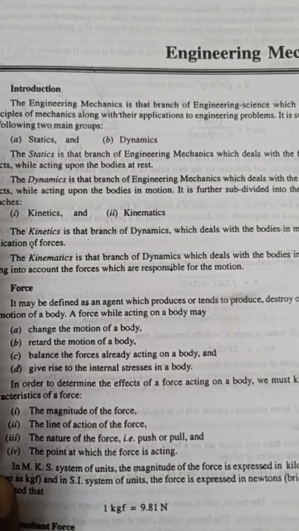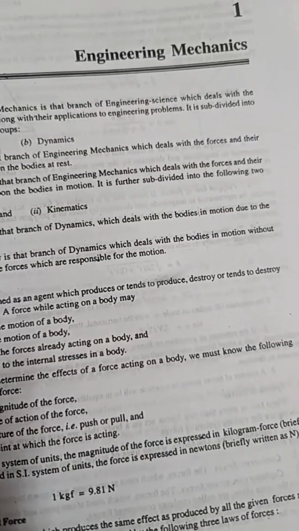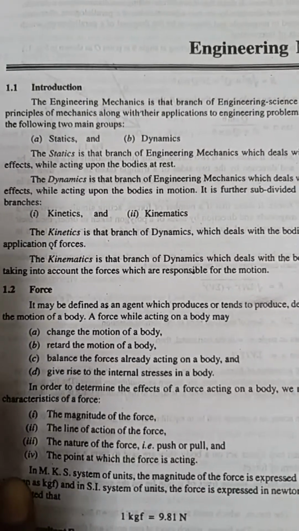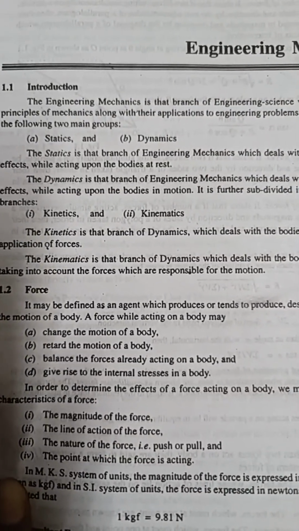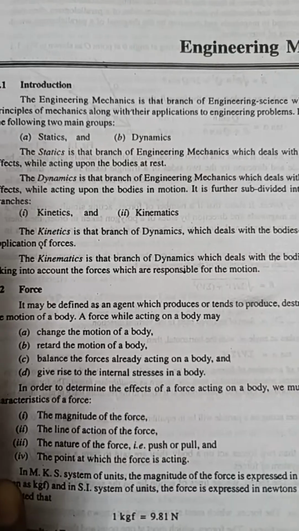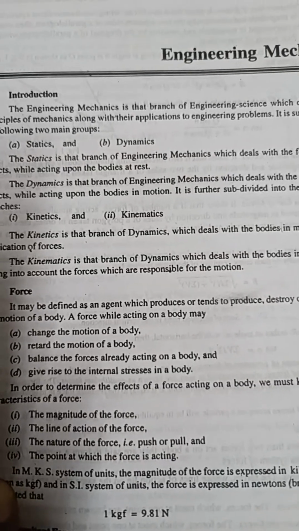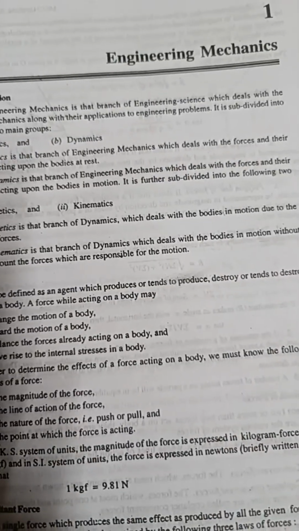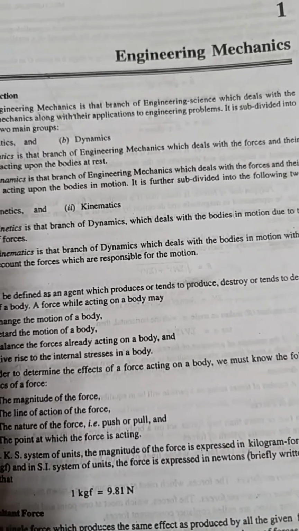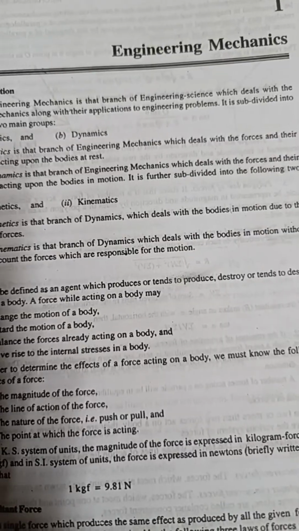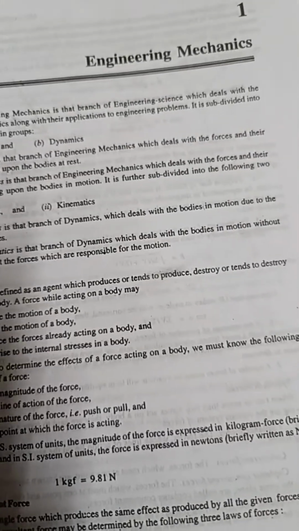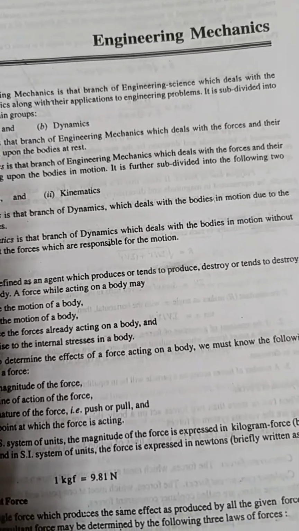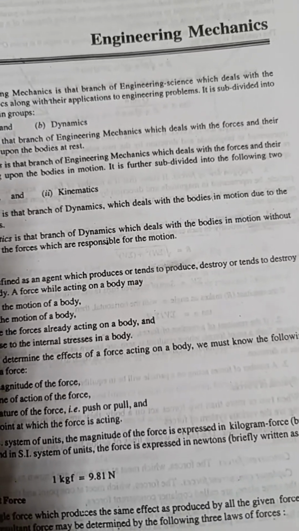The static is the branch of engineering mechanics which deals with the force and their effects while acting upon the body at rest. The dynamic is that branch of the engineering mechanics which deals with the forces and their effects while acting upon the body in motion. It is further subdivided into following two branches, that is kinetic and kinematic.